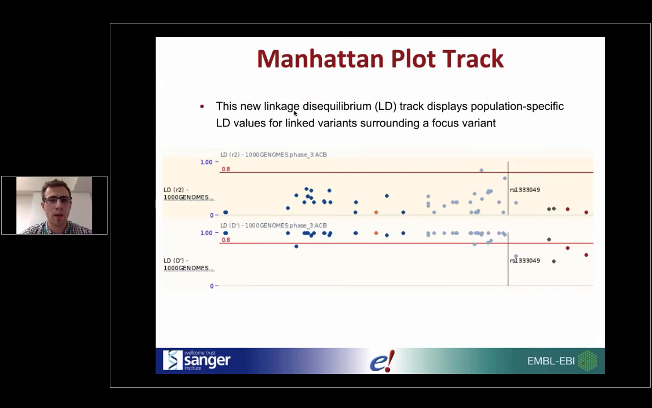We also have the Manhattan plot track available, and this is a new linkage disequilibrium track that displays population-specific LD values for linked variants surrounding a focus variant. So linkage disequilibrium is calculated in two ways. We have the R squared and the D prime values, and they're calculated for each variant in relation to the focus variant, which in this case is RS1333049. The R squared or D prime values are calculated for each variant in comparison to the focus variant and plotted along the track between 0 and 1.